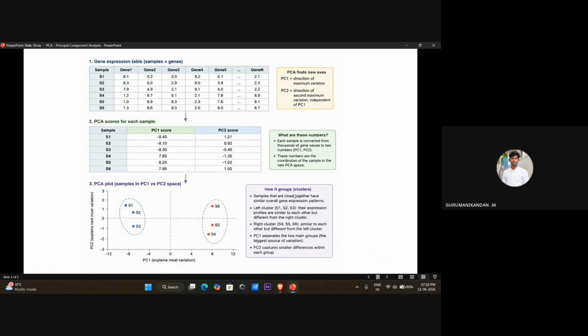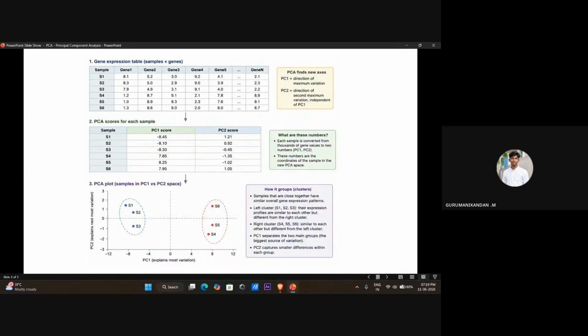So there is a clusters explanation. The samples that are closer together have similar overall gene expression patterns. All the samples that get closer to each other have similar gene expressions, and distance makes them dissimilar. PC1 is the x-axis, and PC2 is the y-axis. It is calculated by the variance in the algorithm, and the percentage of it gives the data information.